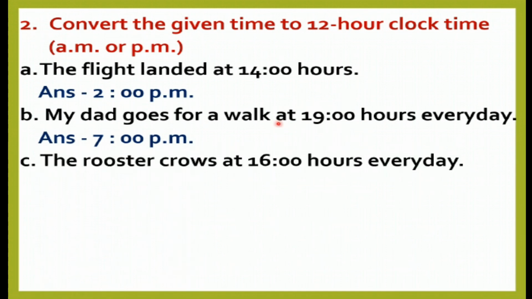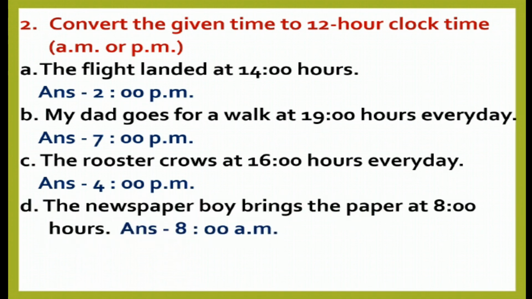Now question C: the rooster crows at 16 hours every day. So how will we convert this 16 hours, children? We will subtract 12 hours from this 16 hours. So we will be getting 4 hours. So the answer will be 4 p.m. Now the next question: the newspaper boy brings the newspaper at 8 hours. We have to convert this 8 hours into 12-hour clock time. So 8 hours we will write as 8 a.m. So the answer will be 8 a.m.